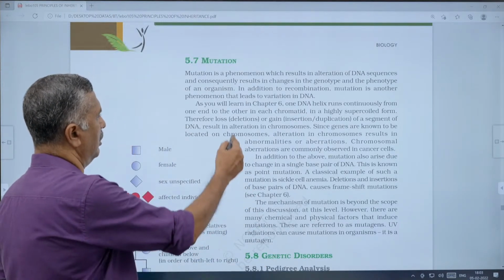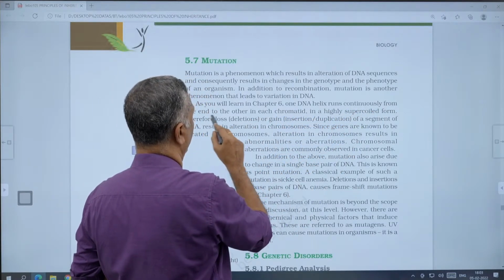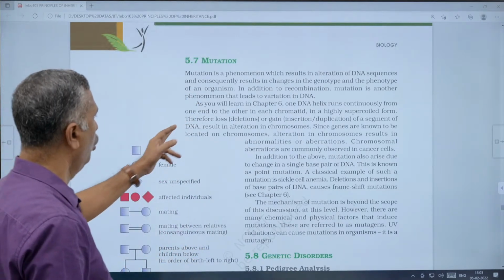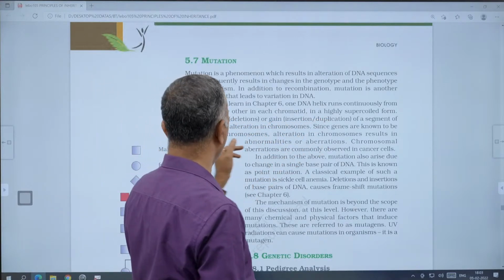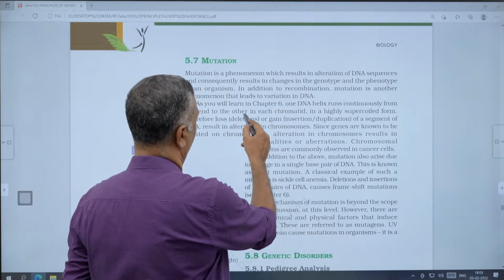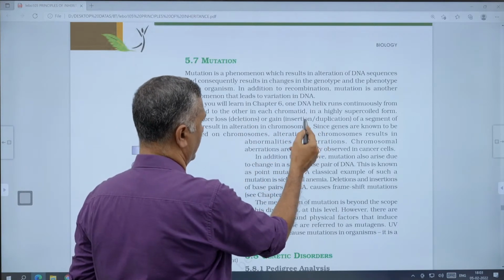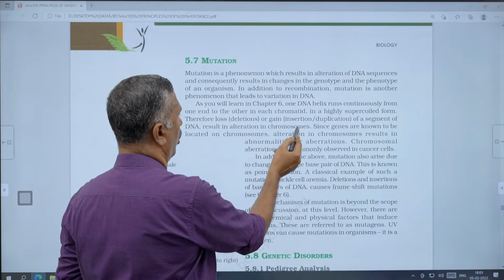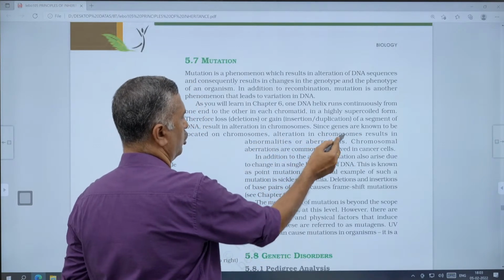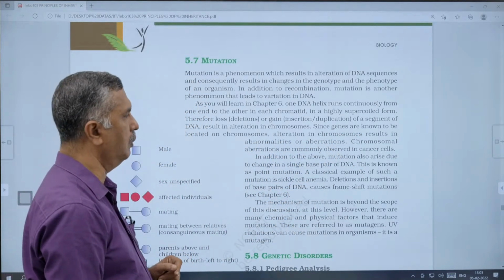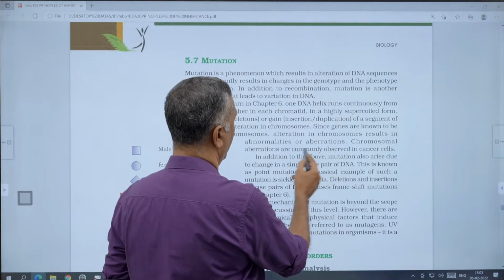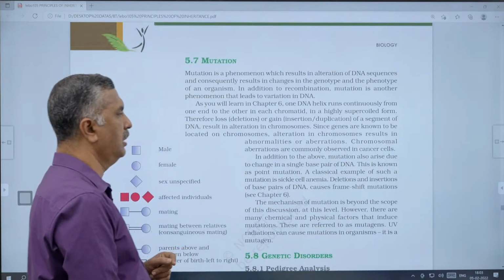Next, in chapter 6, one DNA helix runs continuously from one end to the other in each chromatid in a highly supercoiled form. Therefore, loss (deletion), or gain (insertion) of a segment in DNA results in the alteration of the chromosome. A part of a chromosome may be lost, or a segment of DNA may be inserted or duplicated, resulting in alteration in the chromosome. That will result in abnormalities or aberrations.